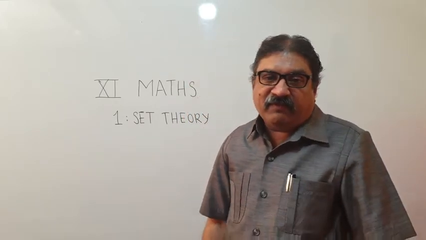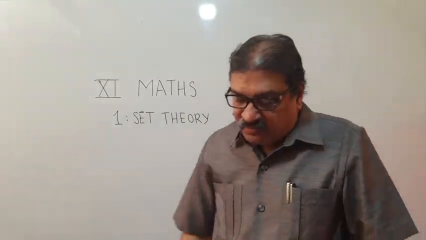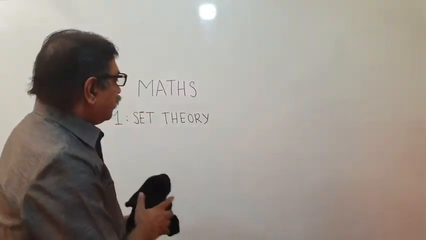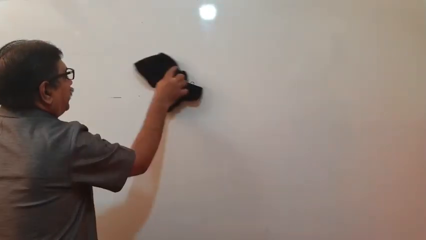Okay, so children, we begin with sets today. See children, what is a set actually? That will be the first question that will come to your mind. What is a set? A set is actually a collection of objects or articles or whatever which are well defined. Now, what do we mean by this word well defined?